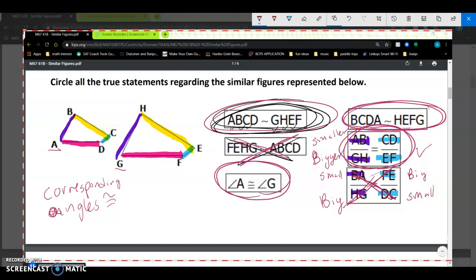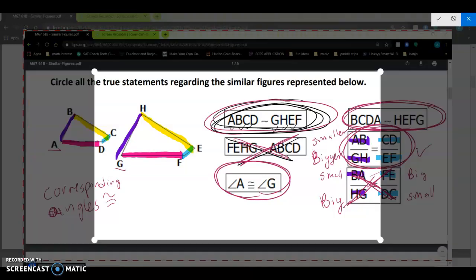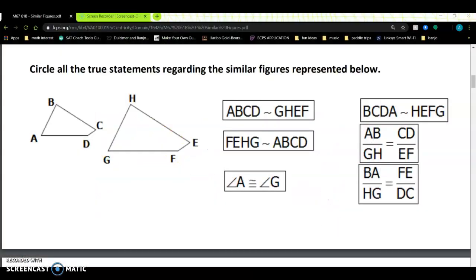You need to make sure, one, that you're using the corresponding sides, but also that they line up with the corresponding polygons as well. So make sure you snap a picture of this because it's going to be really helpful when we start looking at some other examples. So let's look at writing some proportions here.